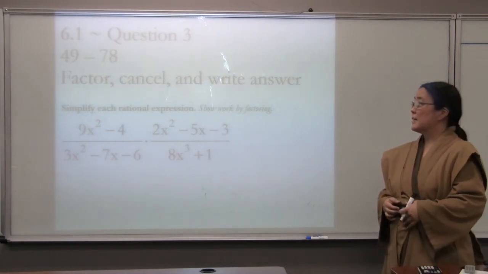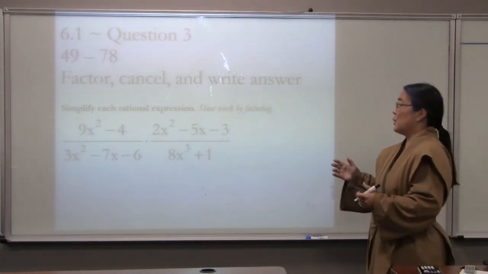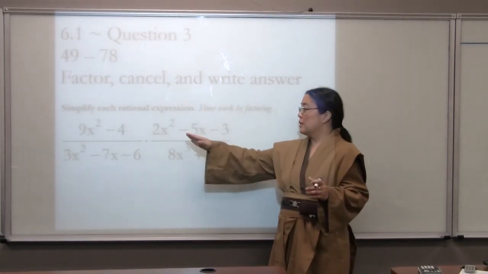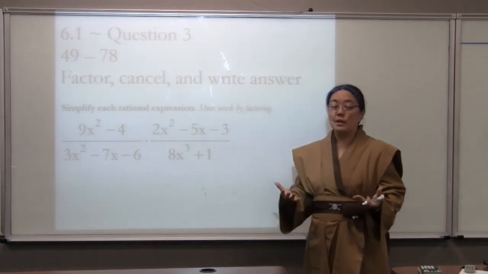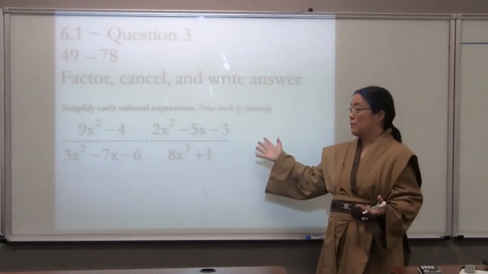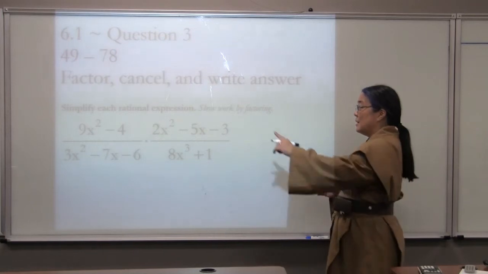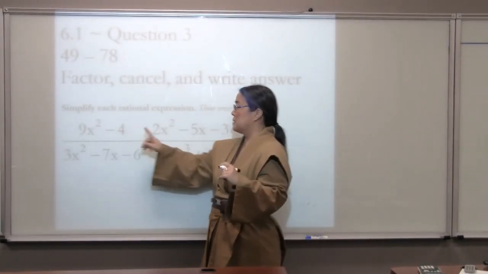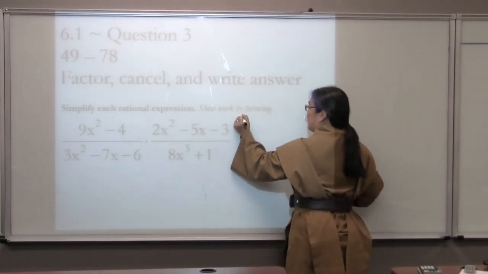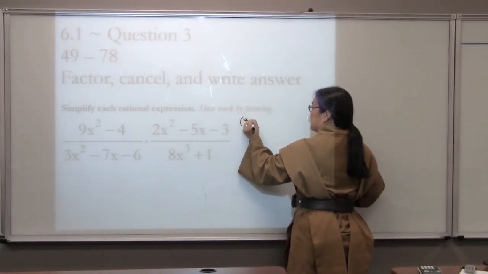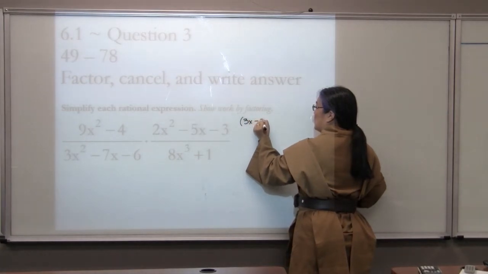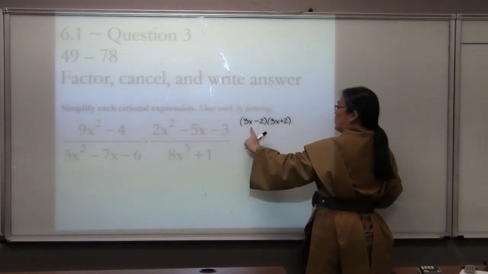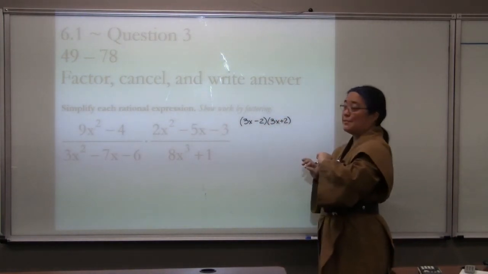Chapter 6, Section 1, Question 3. We're going to again factor, cancel, and write a better answer, but look at how much longer these are. You're going to have to factor 4 things, and this is why we covered Chapter 5 before getting to Chapter 6. So if you look at the first one, this is a difference of squares. A perfect square minus a perfect square. That will factor very nicely as 3x minus 2 and 3x plus 2. If you wrote 3x plus 2 and 3x minus 2, that's fine.